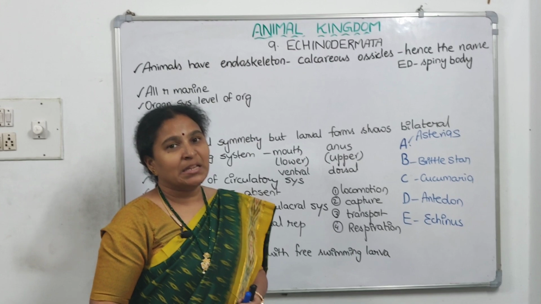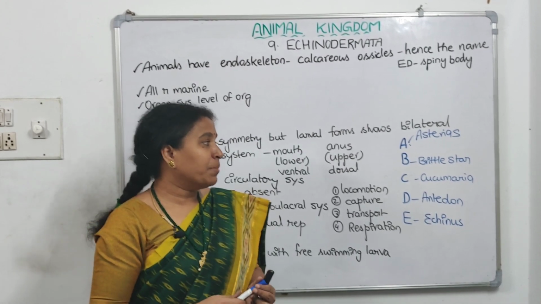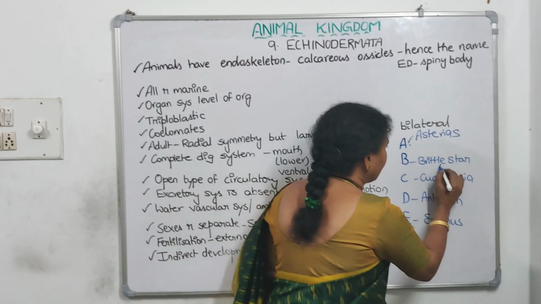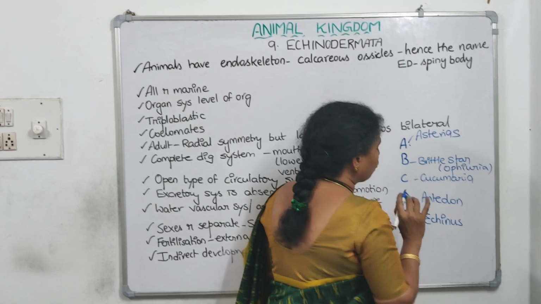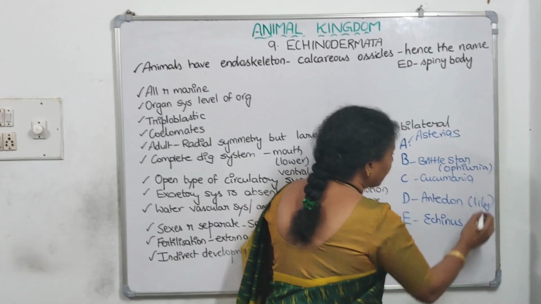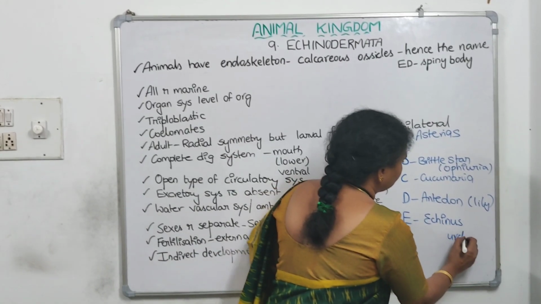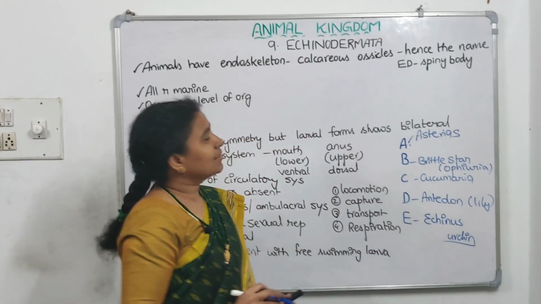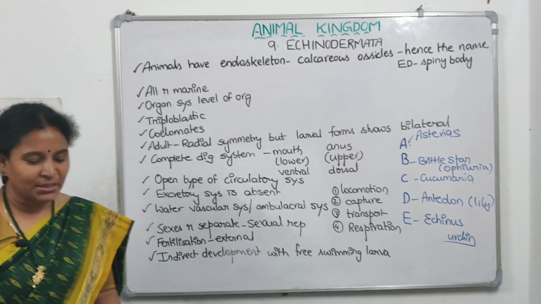So the code what we made is A, B, C, D, E. A for astrias means starfish, B for brittle star. Brittle star is also called ophyra. Cucumaria means sea cucumber. Antidon is called as sea lily. Echinus, what is echinus called? Echinus is called sea urchin. So that's it. This is ECHINODERMATA. Take a screenshot. We'll talk about the next phylum, that is HEMICHORDATA.